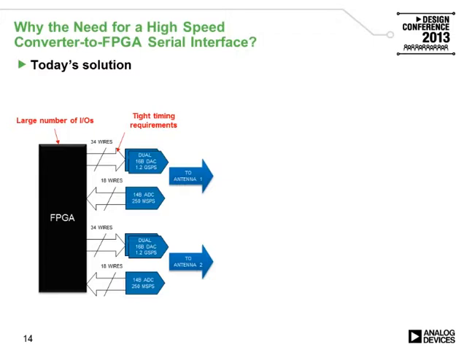So why the need for a high-speed converter to FPGA serial interface? Let's look at a typical MIMO, multiple input, multiple output example. Today's solution is a challenge for PCB design. In this example, there are more than 100 wires.